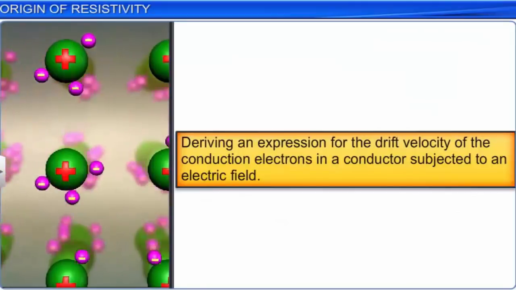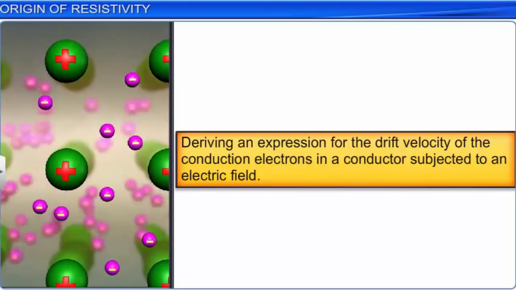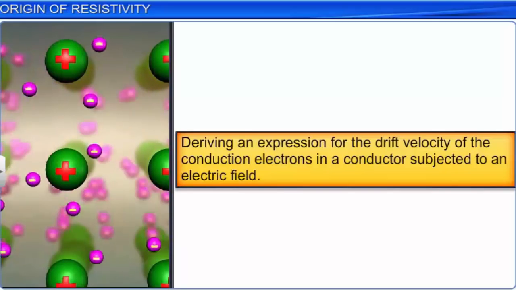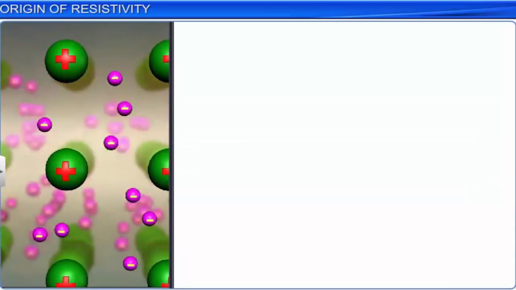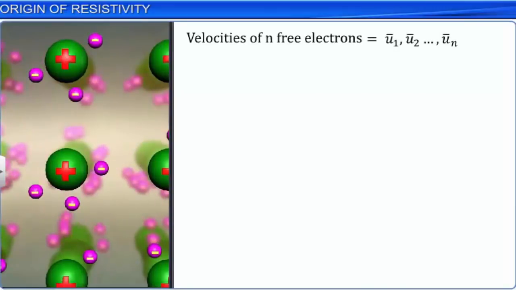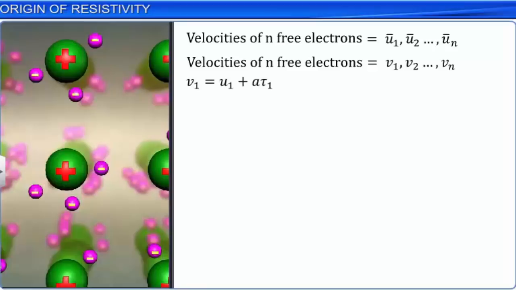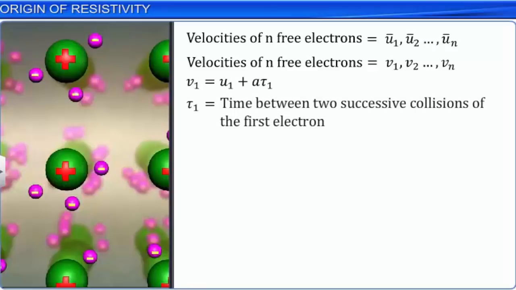Let us find an expression for the drift velocity of the conduction electrons in a conductor when subjected to an electric field. Earlier, we considered the velocities of n number of conduction electrons at any given instant to be u1, u2, so on till un. Now, when the electrons are subjected to the electric field, let their velocities be v1, v2, so on till vn. Here, v1 is equal to u1 plus a into tau 1, where tau 1 is the time between two successive collisions of the first electron.